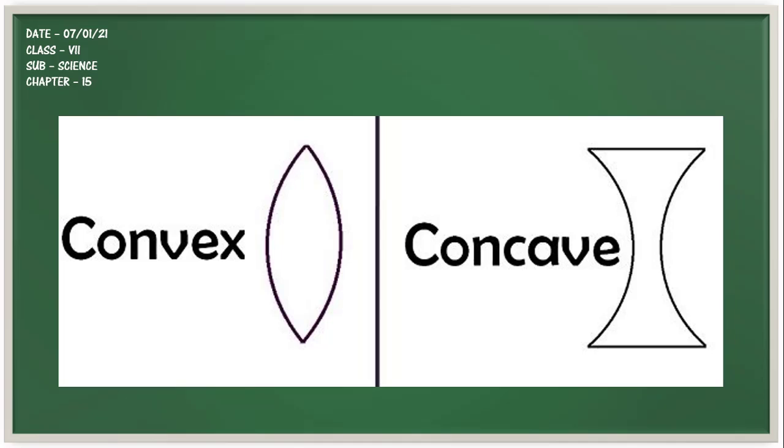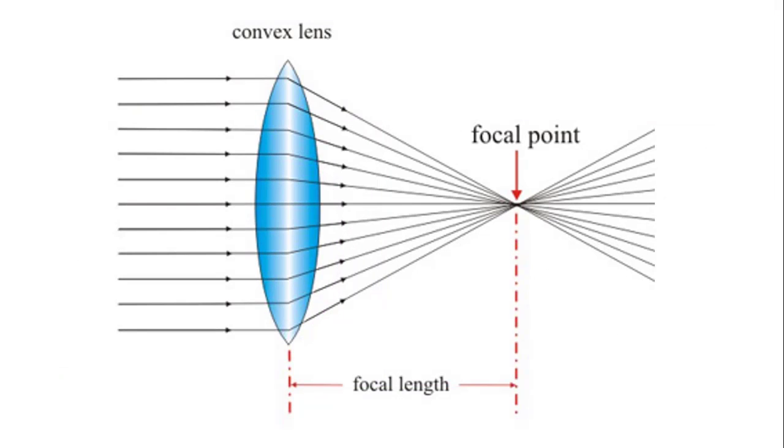Convex lens. The convex lens is the lens which is thicker in the middle than the edges. A beam of parallel rays of light falls on a convex lens from the left side. After passing through the convex lens, the beam of parallel rays of light converges at a point as shown in the figure. Here, the convex lens is a converging lens.